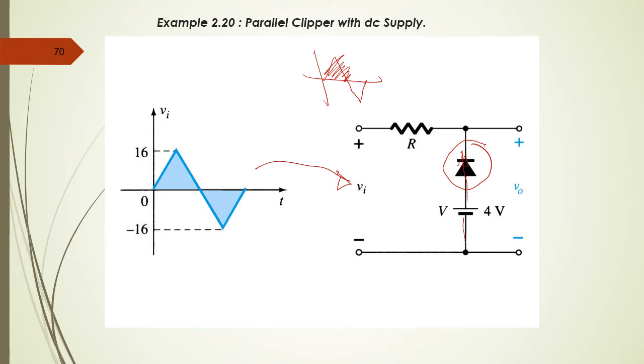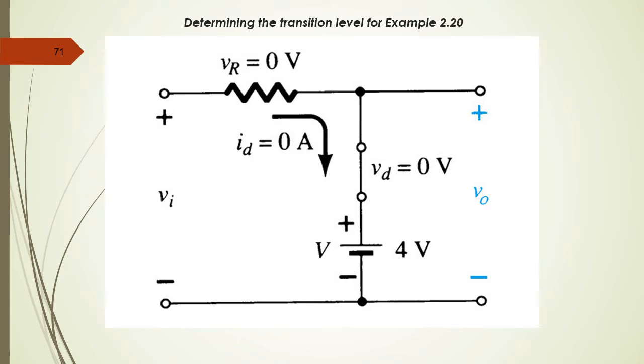The transition level depends on the value of V. First, we have to determine the transition level for the circuit. We can take it as when the diode is in the on state. When it is in the on state, the diode will be a short circuit. So Vd equals 0, and V out equals the value of V, which is 4 volt. This is the transition level between the off state and the on state.